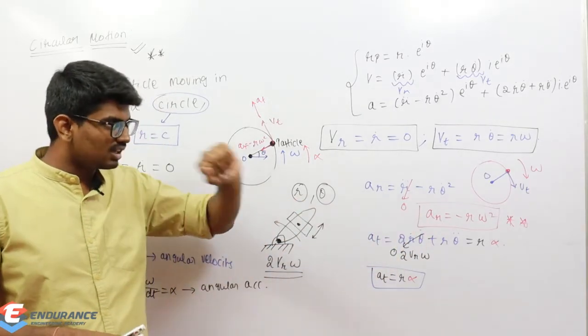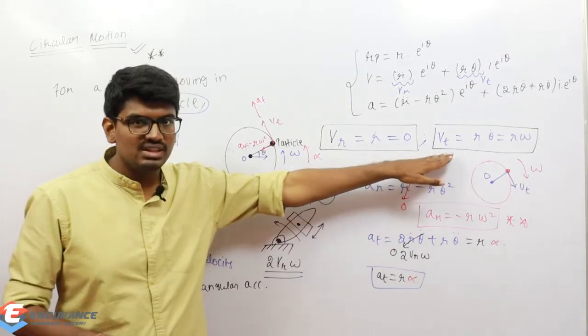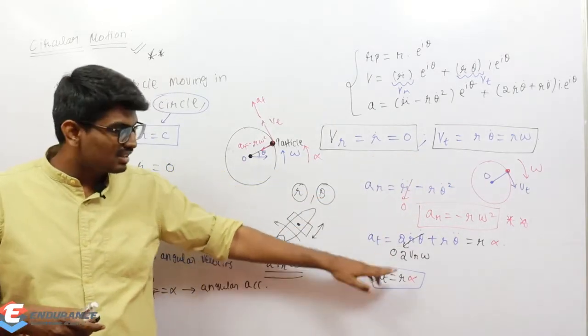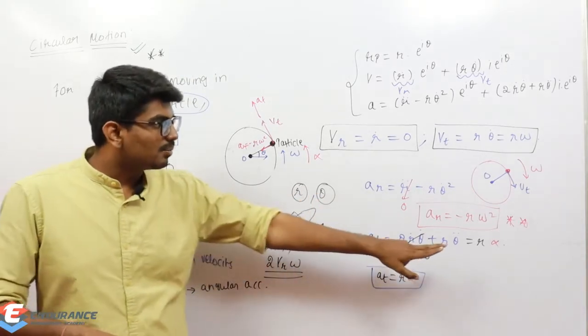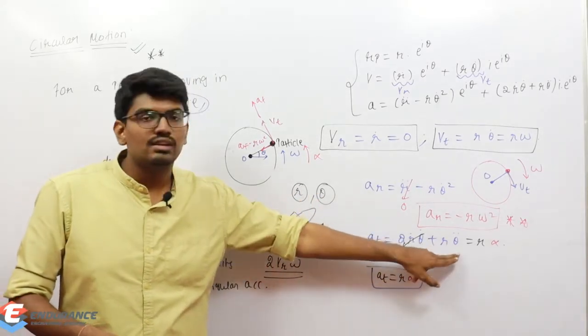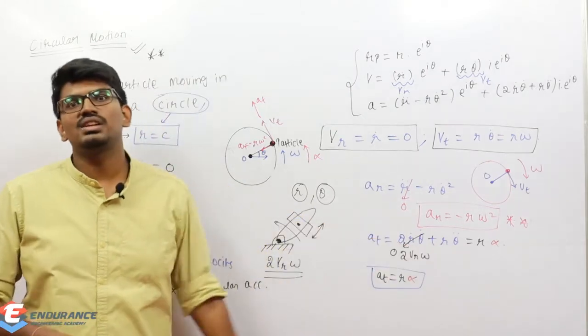And coming to the tangential component of velocity, it will be there. The Coriolis component of acceleration won't be there, because there is no change in the radial direction. But what about r alpha, that is the tangential acceleration? That will be there.